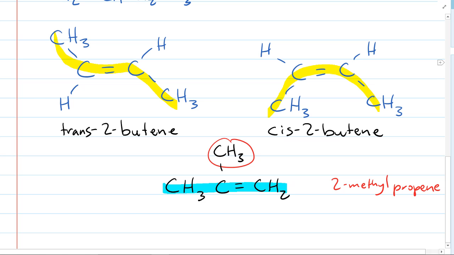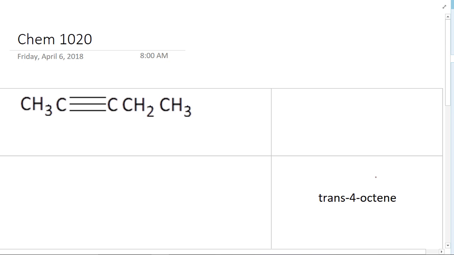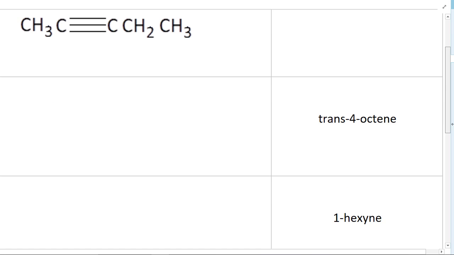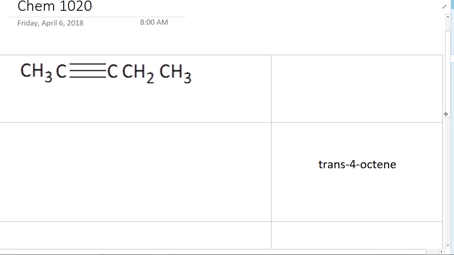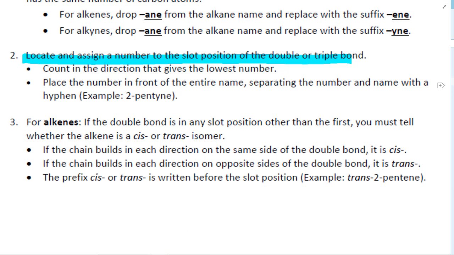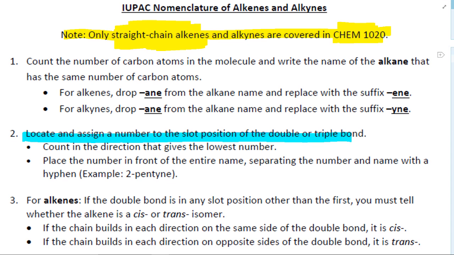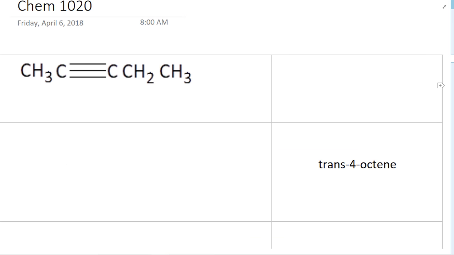So for ones that you are going to be responsible for naming, we come back to here. I'll do 2 examples with you and then we'll take a break. You can work on the other 2. Let's apply these rules. The rules we're applying are these right here for the alkenes and alkynes. This is in your packet.